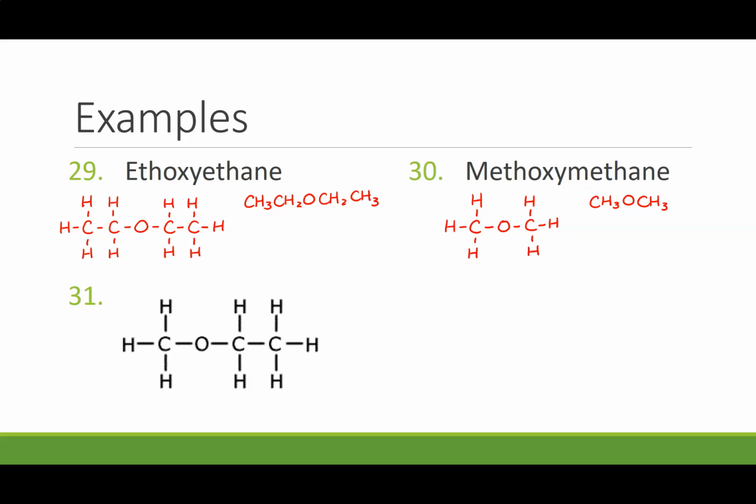For number 31, we're going to name this compound. We can see that the hydrocarbon chain on the left only has one carbon, and the carbon chain on the right has two carbons. Well, one carbon is simpler, so that will be named first. So this compound is going to be named methoxyethane.